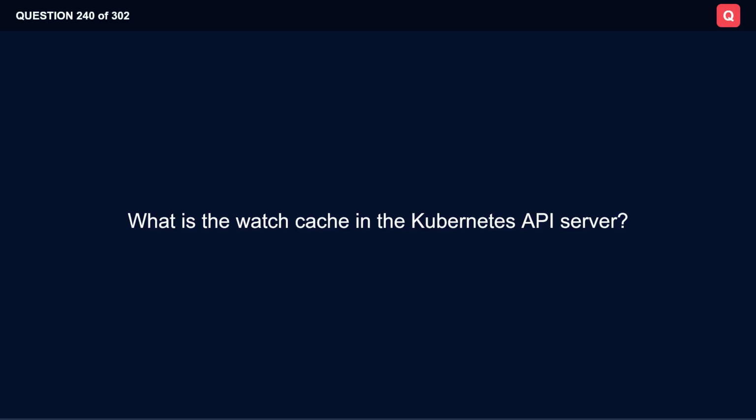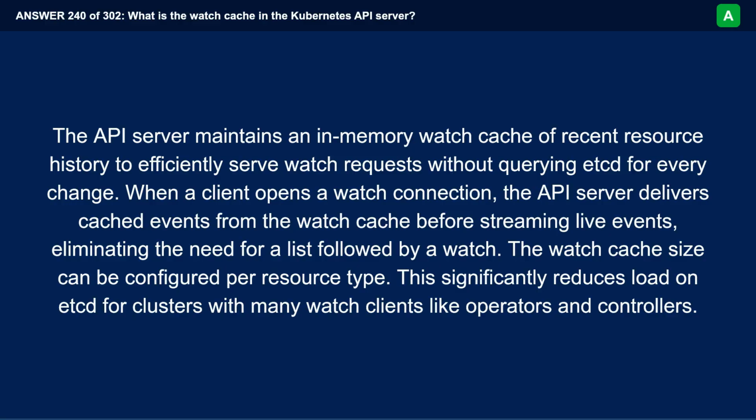What is the watch cache in the Kubernetes API server? The API server maintains an in-memory watch cache of recent resource history to efficiently serve watch requests without querying etcd for every change. When a client opens a watch connection, the API server delivers cached events from the watch cache before streaming live events, eliminating the need for a list followed by a watch. The watch cache size can be configured per resource type. This significantly reduces load on etcd for clusters with many watch clients like operators and controllers.